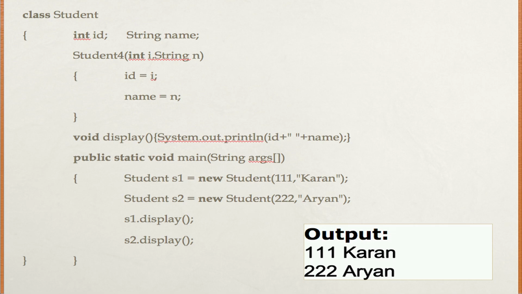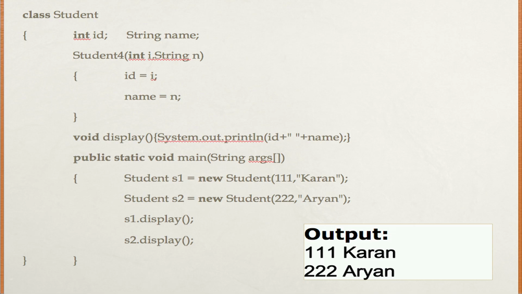In the previous one we were not initializing any value, we didn't have any constructor, but see the same program is here. In this case we have a constructor. This 4 is misprinted here, so it is student, not student4. So student, integer i and string n. I and n are two arguments passed to this student constructor; i will be transferred to id and n will be transferred to name. So these two arguments are transferred to the id and name variables.